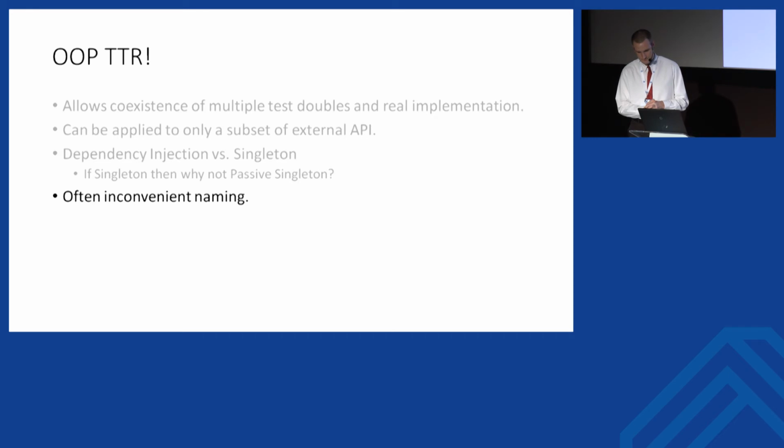dependency injection. The disadvantage of this approach is that it often leads to inconvenient naming, because it's pretty nice to see accept, bind, or connect functions in the code. If you know the domain, you know exactly what those functions do. You know how to find them by grep and so on.